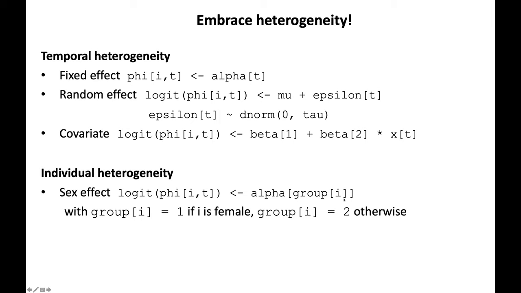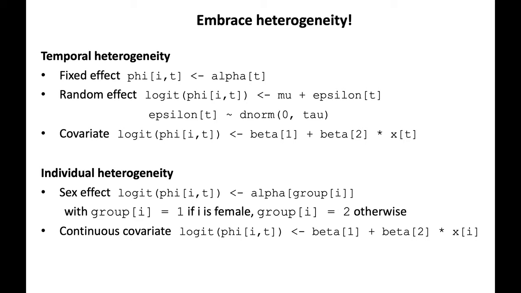Instead of a discrete covariate, you may have a continuous individual covariate, like mass or size at birth, for example. And same as before, you use the GLM-like approach, and you say, okay, survival on the logit scale is a linear function of your covariate here, the mass or the size at birth, and it's specific to individual i.